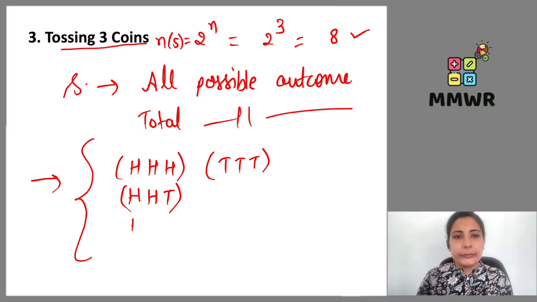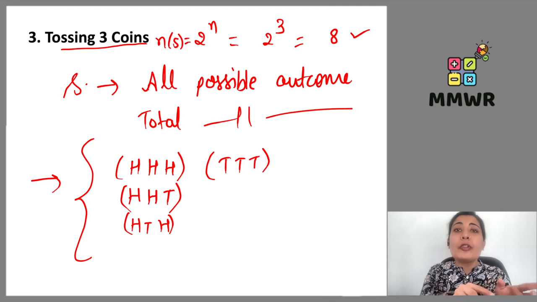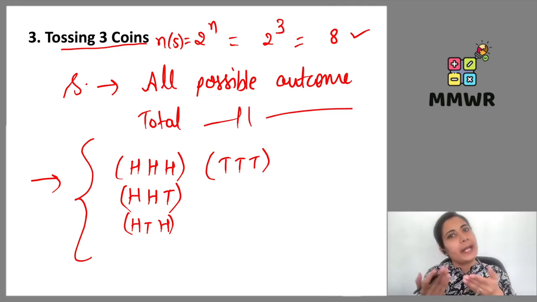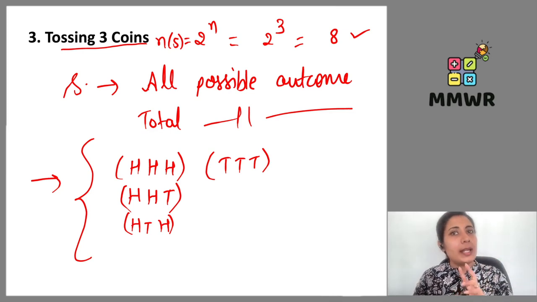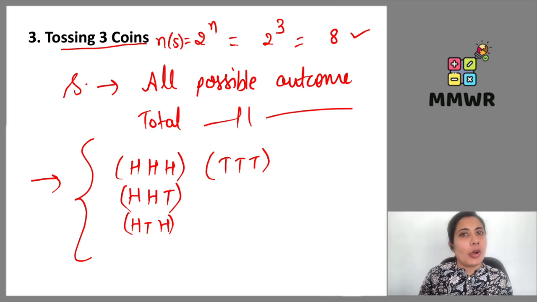It can be first and the last one is showing up the head face, but the middle one, second coin, was showing the tail face, right? So we have to make the arrangement like this. We have to switch it over, like three heads, first head, second head, third head. We will change it also, still it will be head head head only. But two heads and one tail will give you different combinations.